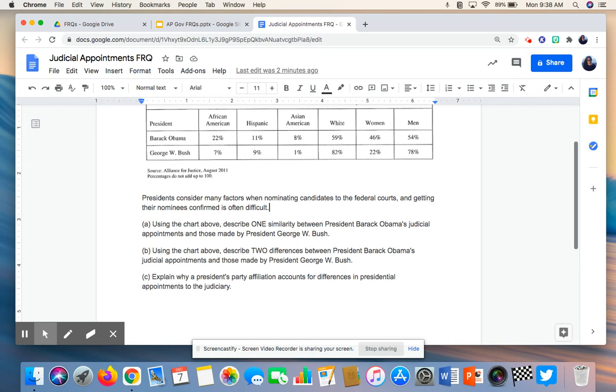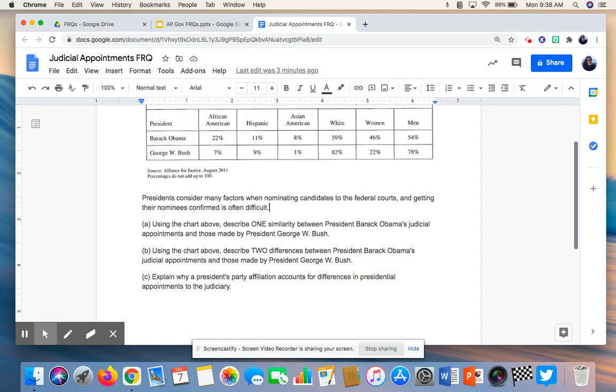For part A, it says, using the chart above, describe one similarity between President Barack Obama's judicial appointments and those made by President George W. Bush. So you are going to look at the chart and find one similarity between Obama and Bush's judicial appointments. For part B, it says, using the chart above, describe two differences between President Barack Obama's judicial appointments and those made by President George W. Bush. So for part B, you're finding two differences between Obama and Bush's judicial appointments.